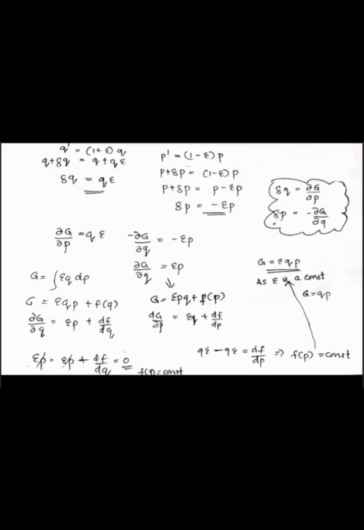So from here we can write that f of p and f of q are constants. That means the generator function is epsilon qp. So, here the epsilon is a constant, so we can say that the answer is option B, that is qp.